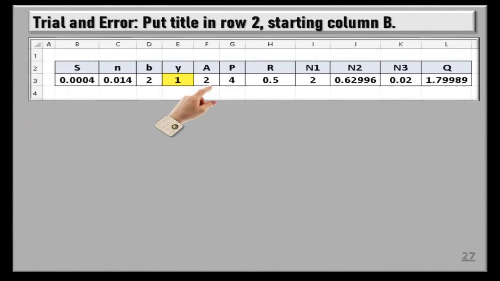After that, put the formulas in A, P, R, N1, N2, N3 and Q. N1 is equal to A, N2 is equal to R power 2 over 3, N3 is equal to S power 1 over 2, and Q is N1 multiplied by N2, multiplied by N3 and divided by N. The result of the calculation, after you put the formula, will be as above. The flow Q calculated is 1.79989.